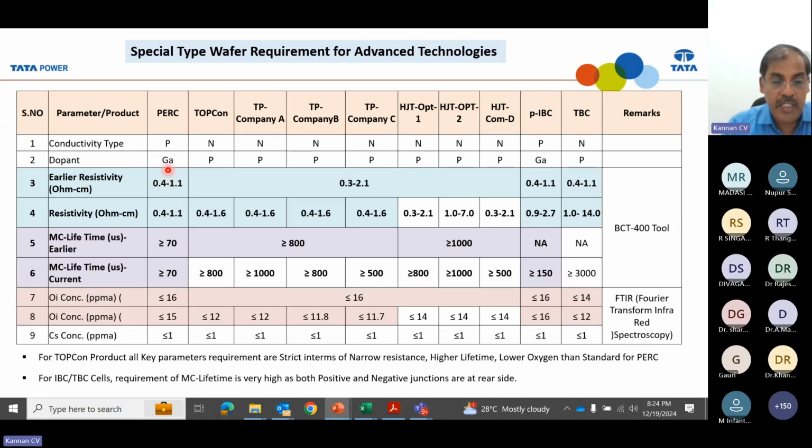They are still maintaining the same resistivity. And if you see the minority carrier lifetime for p-type, it is 70 microseconds, right? Even now they are maintaining that, and some companies demand even 100 microseconds. And for oxygen concentration, there is no major change.